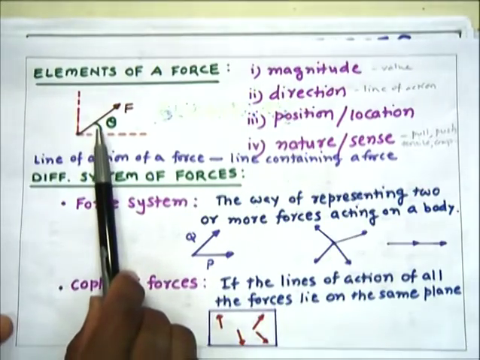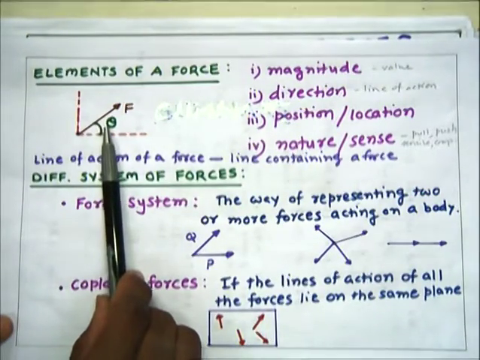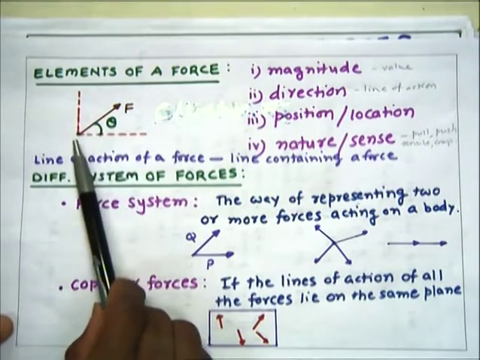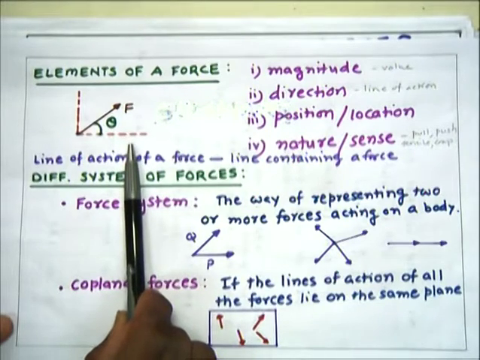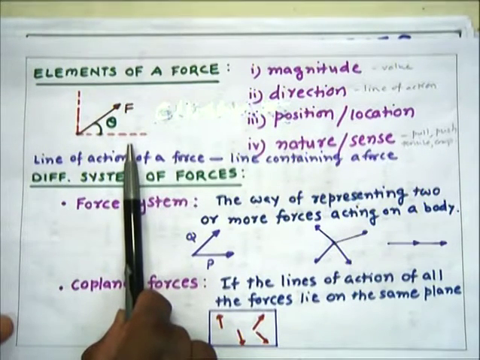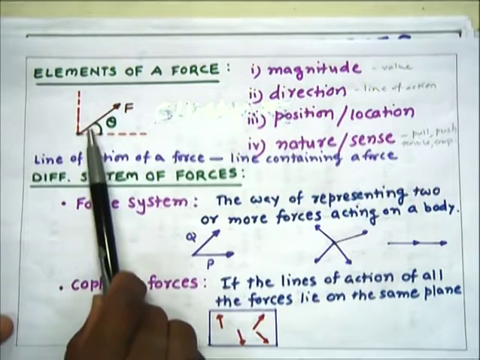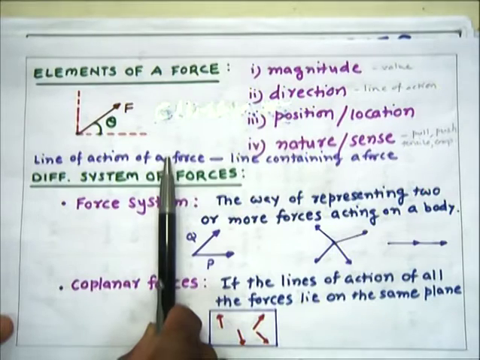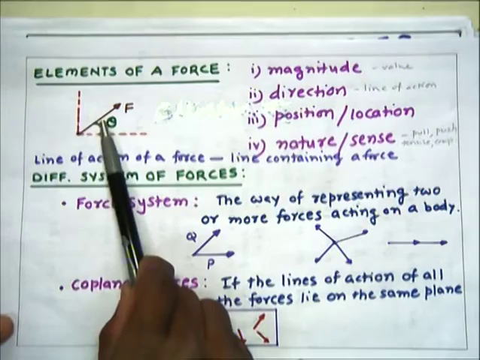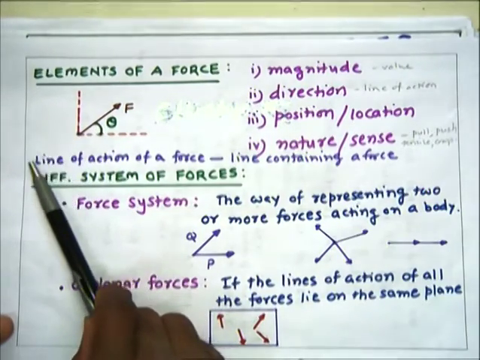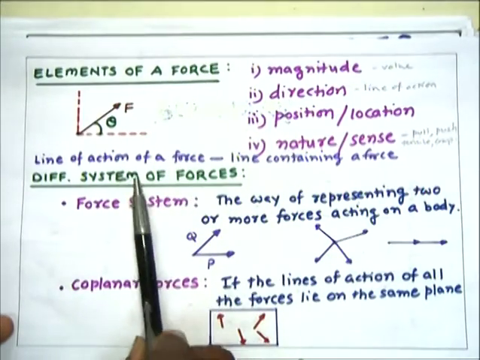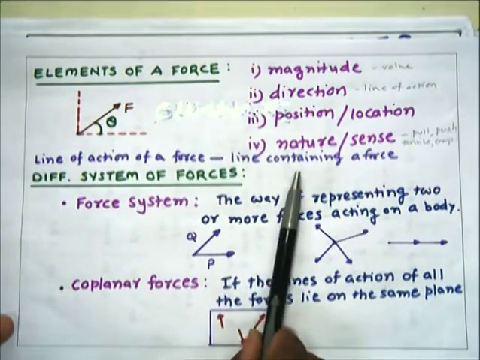Then say here the angle is theta. The angle is nothing but its direction, or it is the angle between the line of action of the force with reference to any axis. So that is known as direction. And for direction we also need the concept of line of action of a force. So what is the line of action of a force? It is nothing but a line contained by a force. If you draw a line passing through this force F, then that line is the line of action of the force, or the line containing the force.